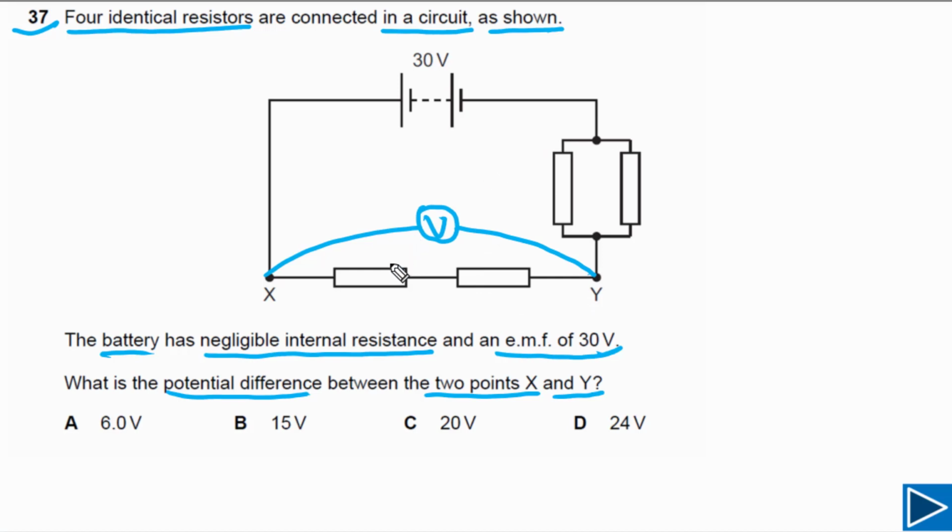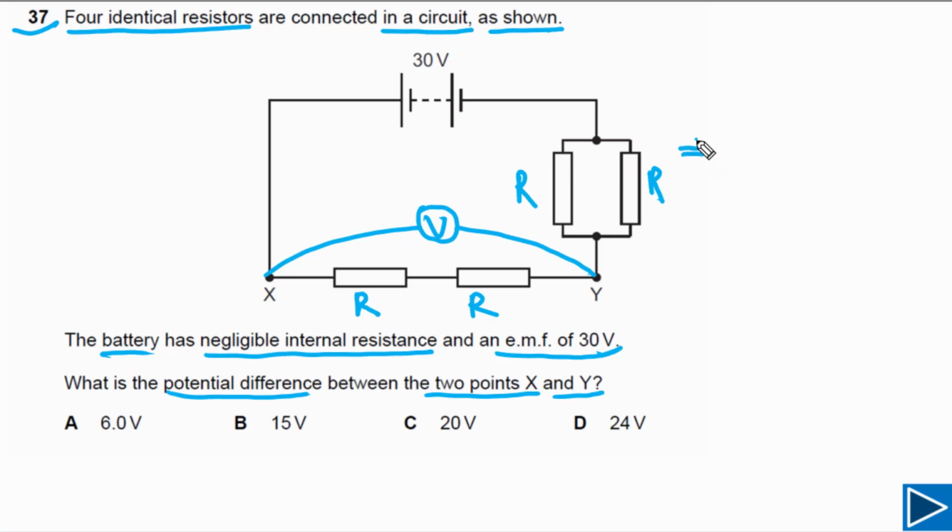So first of all, let's try to write down the given resistance. Let's say the resistance of this resistor is capital R, so the resistance of this one is also capital R. Resistance of this resistor is capital R and resistance of this resistor is also capital R because all these resistors are identical. Now these two resistors we can replace with one resistor and these two we can replace with one resistor. These two resistors are connected in series, so the total resistance of these two resistors is equal to 2R, and these two resistors are connected in parallel, so the total resistance of these two resistors is equal to R by 2.